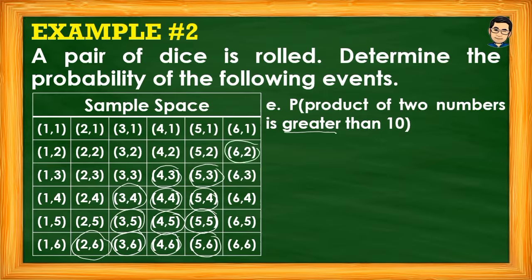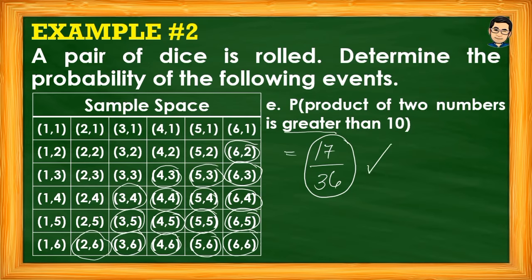Then ito. Ayan. So, yung maximum product natin dyan is 36. So, kung bibilangin po natin yan, meron po tayong 1 plus 3, 4 plus 4, 8 plus 4, 12 plus 5, 17. So, 17 over 36. So, ito na po yung ating simplified answer. Wala na po kasing GCF aside from 1.